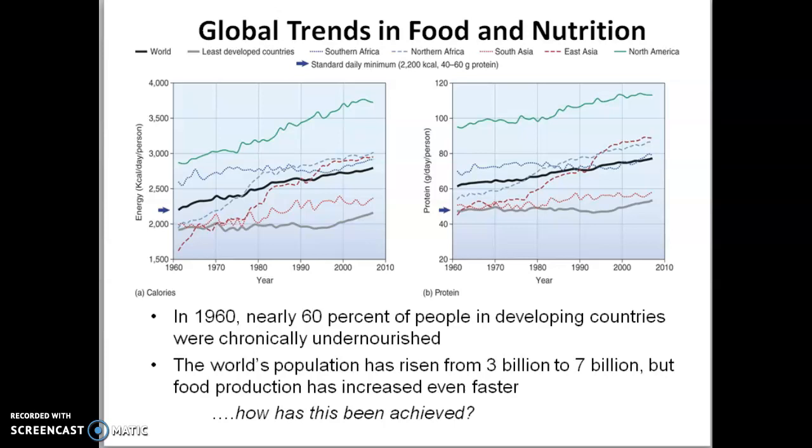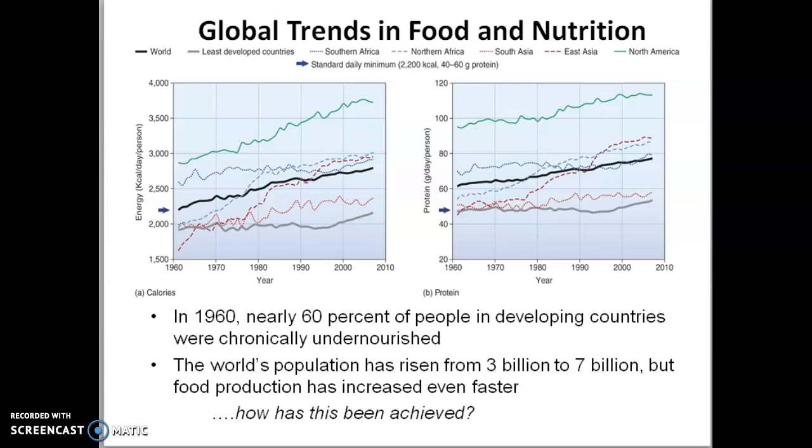So you see the red and the blue lines. So certain parts of the world have increased their calorie consumption pretty significantly. Notice the red dashed line for East Asia, how much the calorie consumption has gone up there since 1960. It's almost doubled.